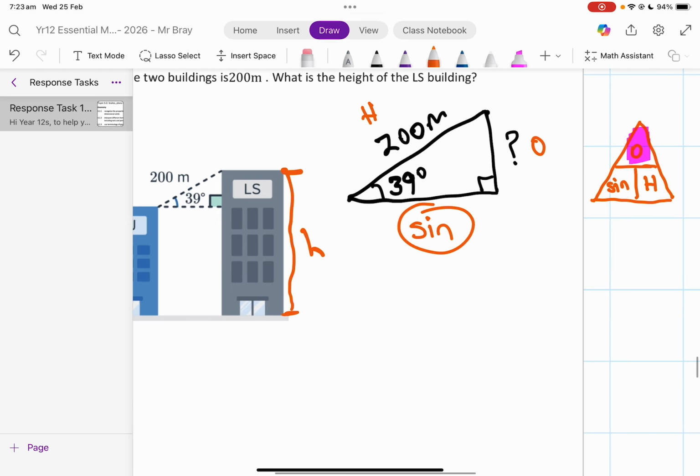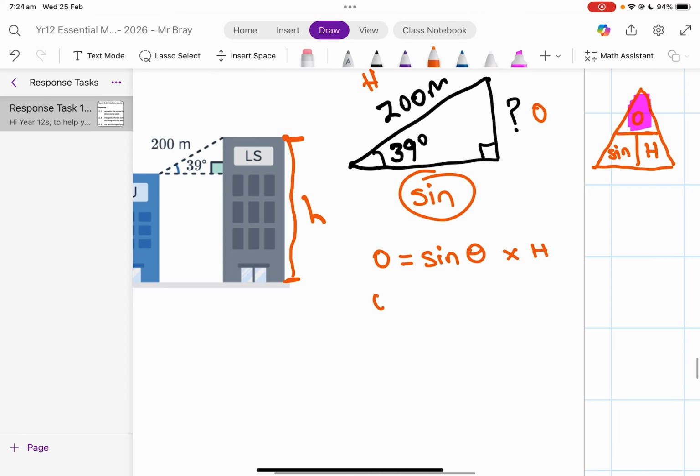And then we use that to start our equation. Because the remaining parts of the pyramid are side by side, we're going to be multiplying them together. So it's sine of theta multiplied by the hypotenuse. In this case, the opposite side is what we're solving for, right? And we have the angle as 39, and then we're multiplying that by 200. So that bit that I'm solving for is going to be sine of 39 times 200.